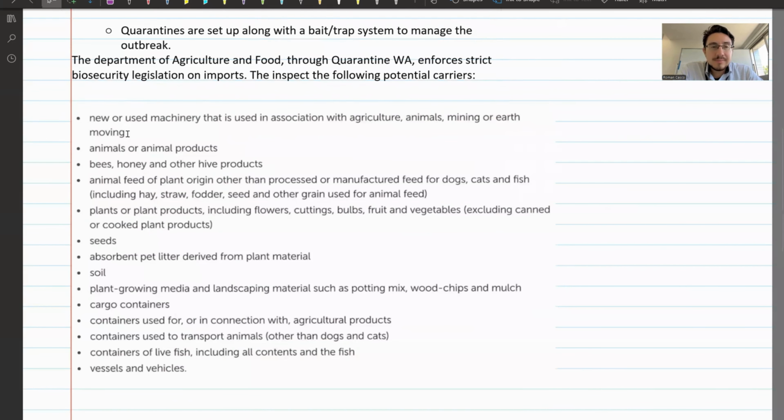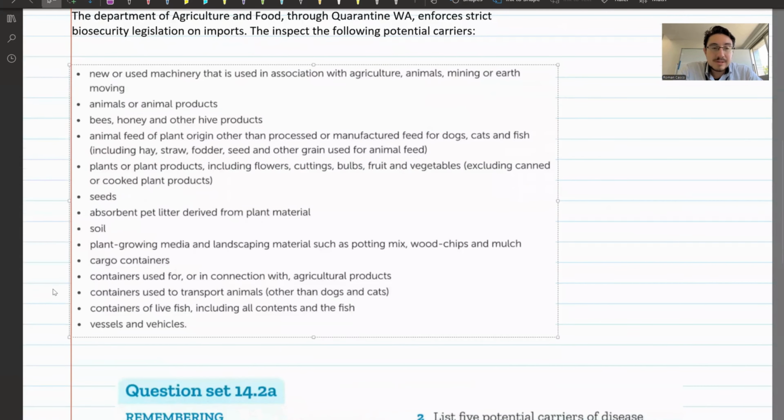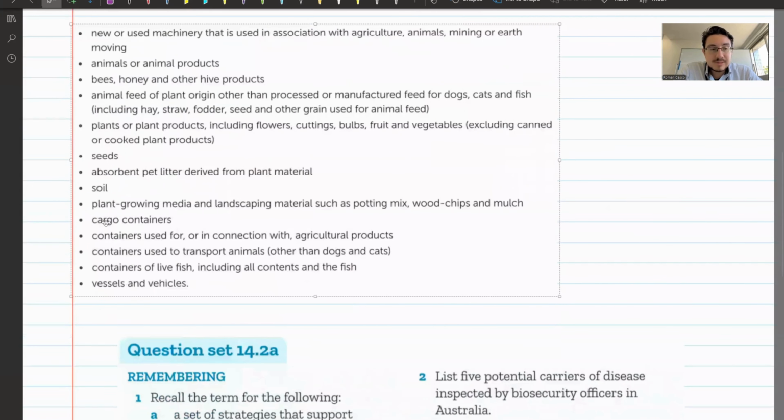Like I mentioned before, I'm pretty much not going to highlight this. New or used machinery, animals or animal products, bees, very important. Bees, we've seen how infected bees can just pass down all those bee diseases as we talked about. Fomites, animal feed of plant origin, processed foods, plants or plant products, seeds, litter, plant material, even soil. Remember, soil-borne pathogens can even pass things down. Large agricultural containers in general can pass down material.